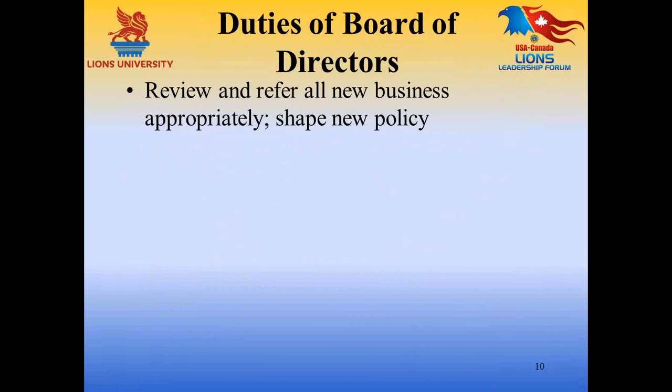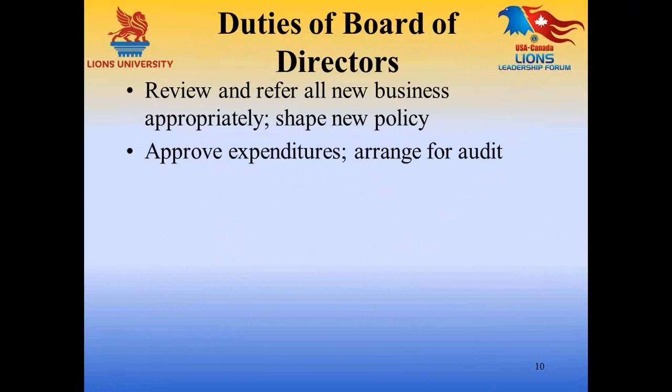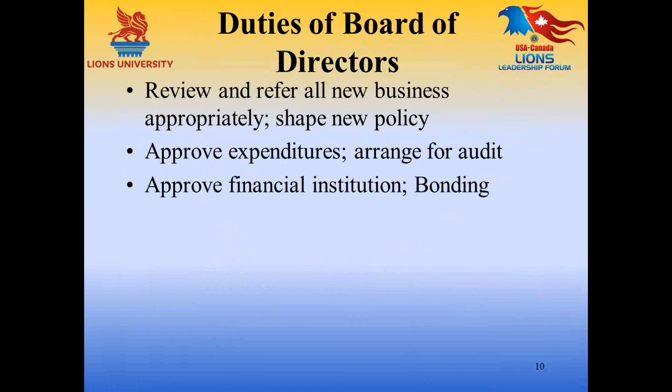They consider and shape all new club policy prior to presentation to and approval of the club members. They approve expenditures in accordance with the club budget and ensure the club doesn't go into debt. And they also ensure there's an annual audit and that the report is made available to the membership if requested. They approve the financial institution used by the club, and they should also consider bonding for any club officer or any other Lion who is responsible for handling money.